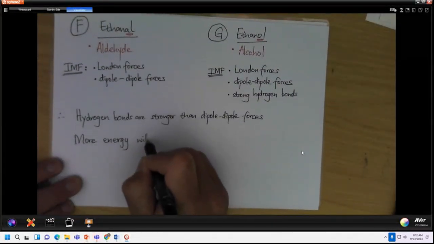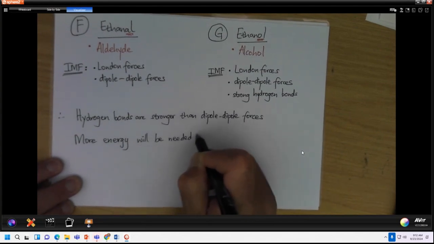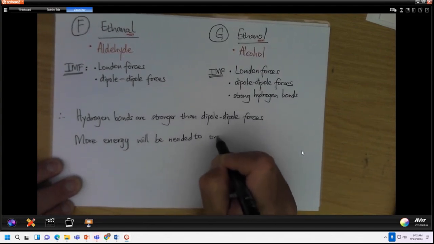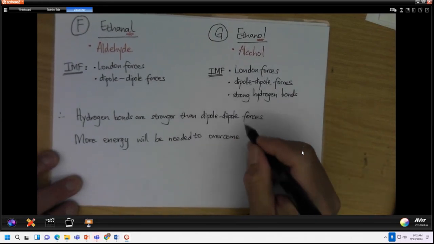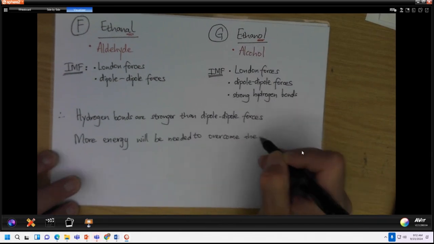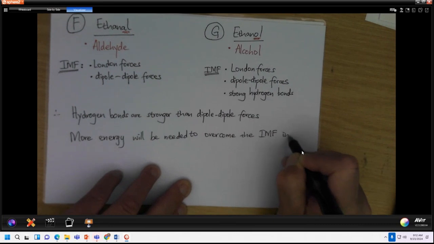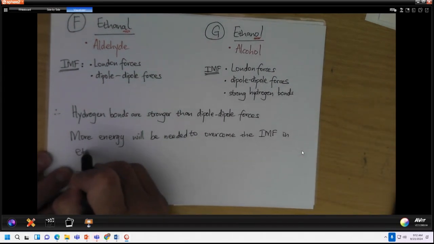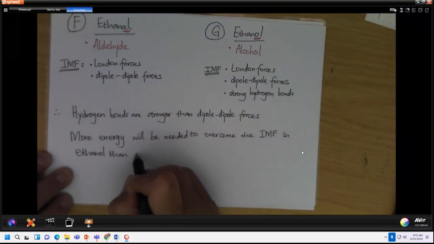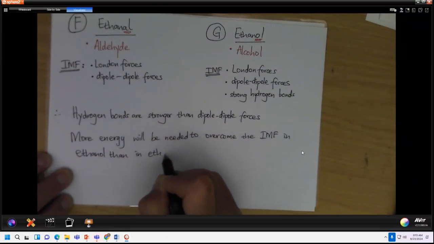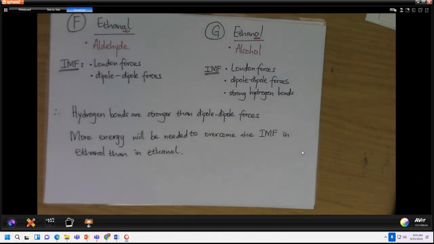will be needed to overcome the intermolecular forces in ethanol than in ethanal. That's it. All right.